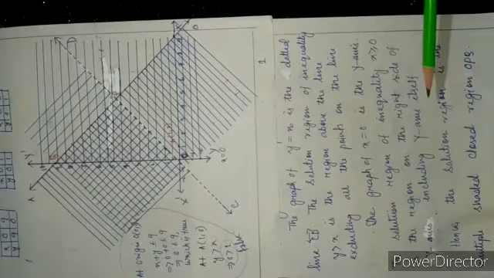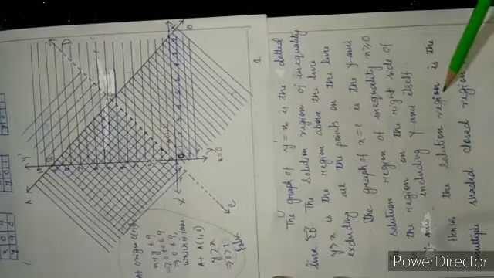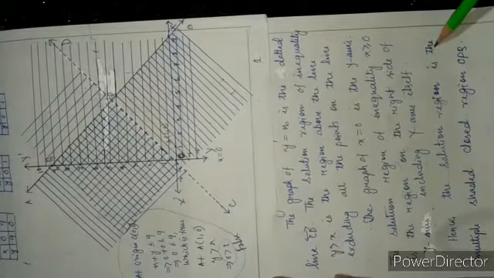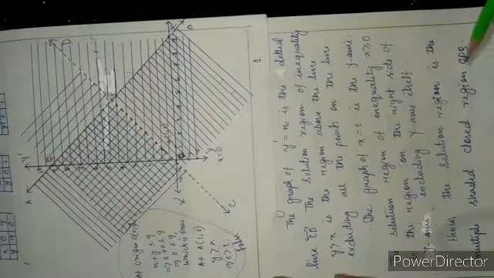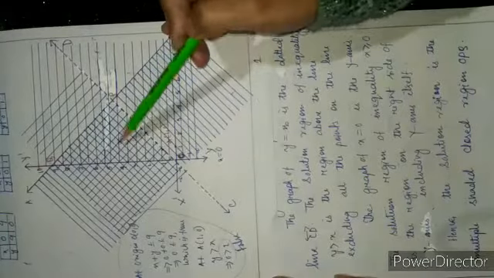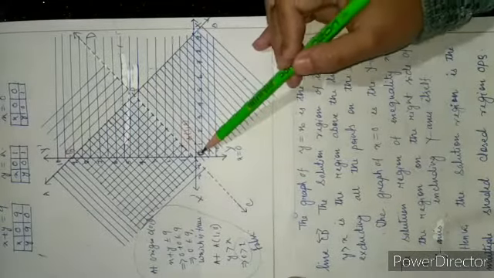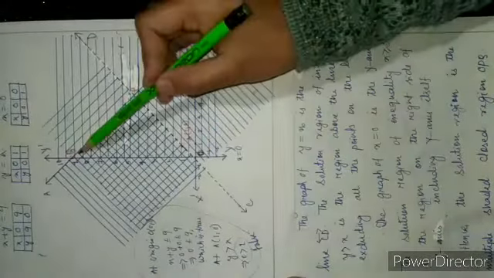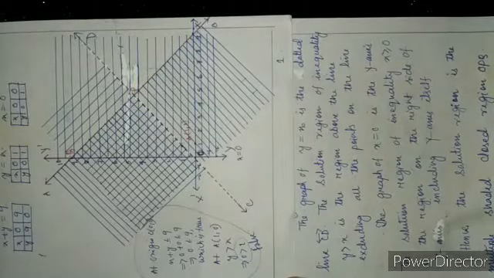So, graph 1, graph 2 and graph 3 are now explained. Hence, the solution region of the system of inequalities is the multiple shaded closed region, a triangle. The triangle has the origin O, point P and point Q as vertices. Hence the solution region is the multiple shaded closed region OPQ. This is the solution of the graph of question number 8.